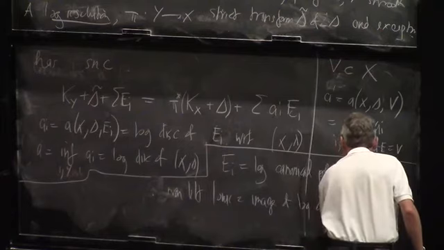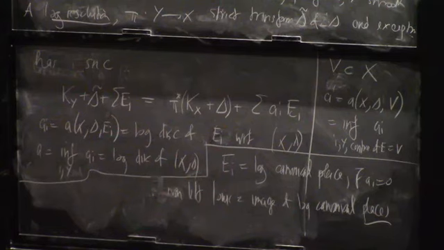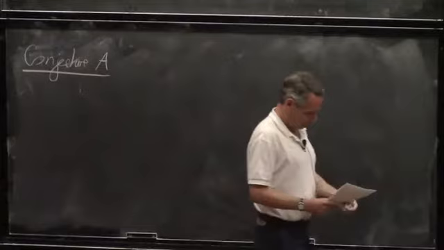And that'll be some Zariski closed subset of X where the singularities are bad, but not too bad. Okay, so I'll need that a little bit later. But before we get there, I wanted to state one conjecture. Conjecture A. This is sort of the motivation for what I want to talk about today.